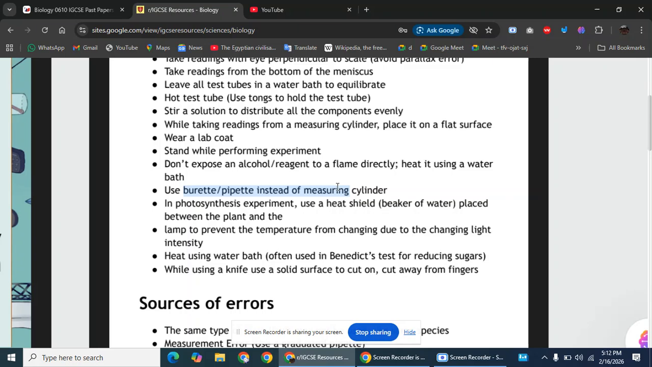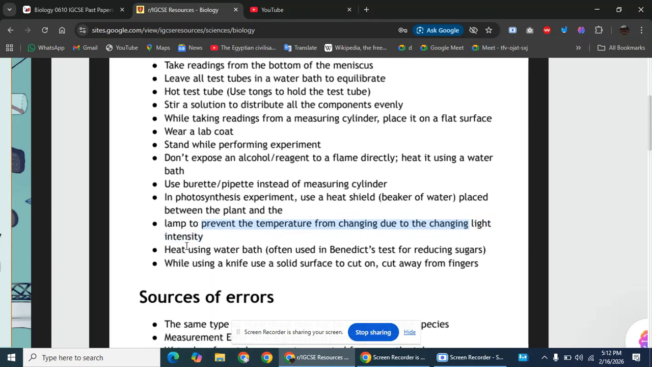Use a burette or pipette instead of a measuring cylinder because they are more accurate. For the photosynthesis experiment, use a heat shield, a beaker of water placed between the plants and the lamp, to prevent the temperature from changing due to changing light intensity. Next is heat: using a water bath, often used in Benedict's test for reducing sugar. And while using a knife, you should use a solid surface to cut on and always cut away from your fingers.